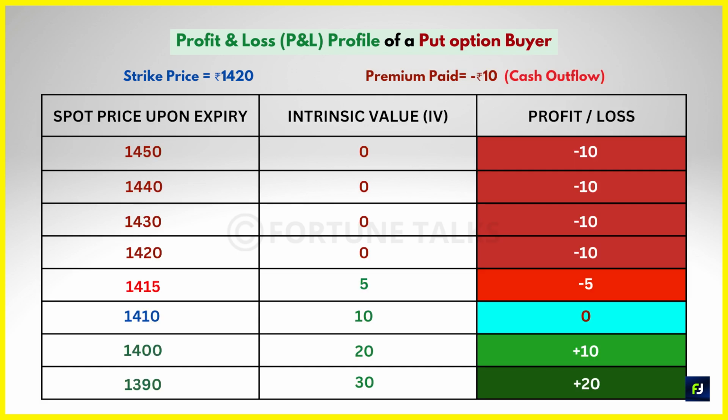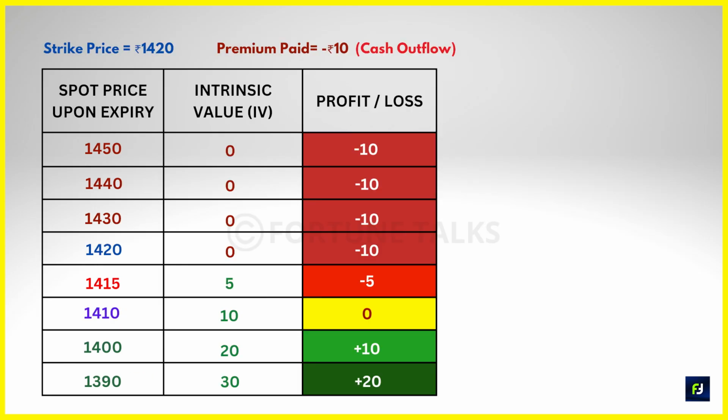I have built a profit and loss table using different values of spot markets upon expiry. If you look at it carefully, you will observe two important things. First, even if the price of Airtel surges, the maximum loss of the put option buyer is capped at 10 rupees. In other words, the maximum loss is restricted to the extent of premium the option buyer has paid.